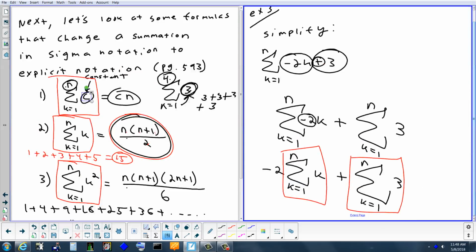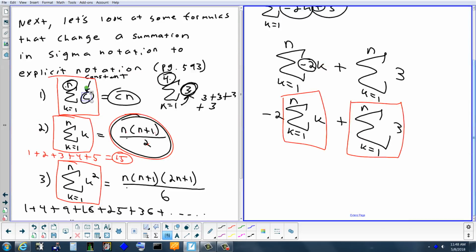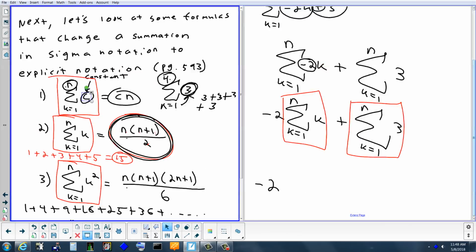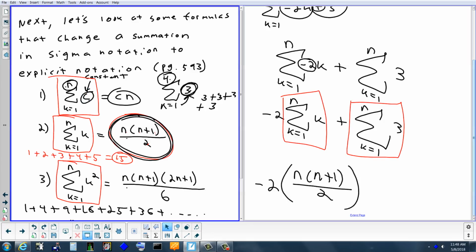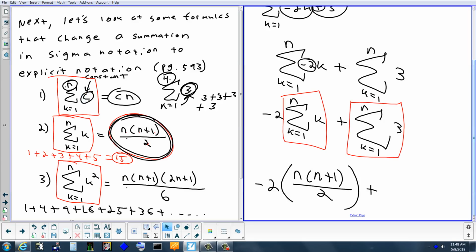So first thing is the -2 is just going to hang out in front. Nothing happens to the -2. But let's look at that red box. K equals 1 to n of k. That's right here. K equals 1 to n of k. So I'm going to change that sigma to n times n plus 1 over 2. Now the sigma is gone. It's completely gone. I don't have it anymore because I changed it. Basically, I did a substitution.